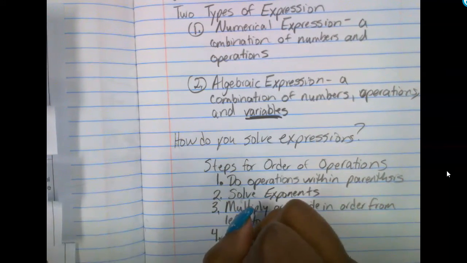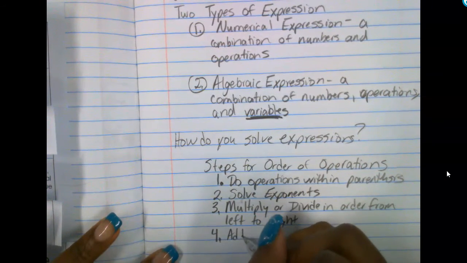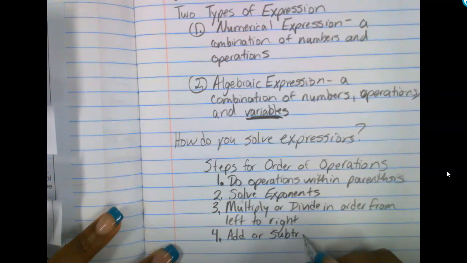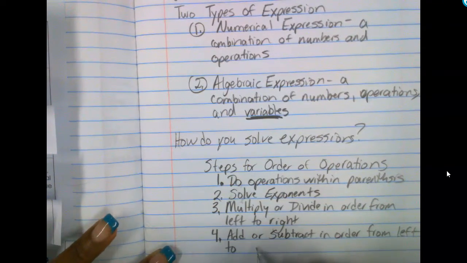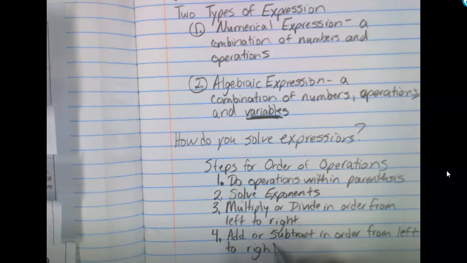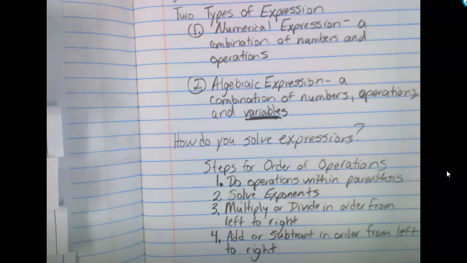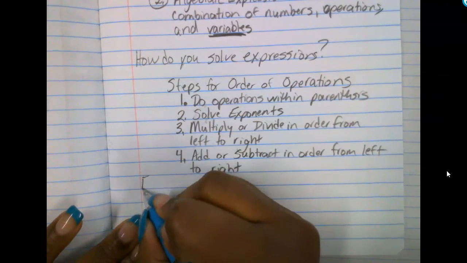Number 4, the last step for your order of operations is to add or subtract in order from left to right, whichever one comes first. Alrighty then. So now let's do an example. Please pause if you need to pause, okay? Rewind if you need to rewind.